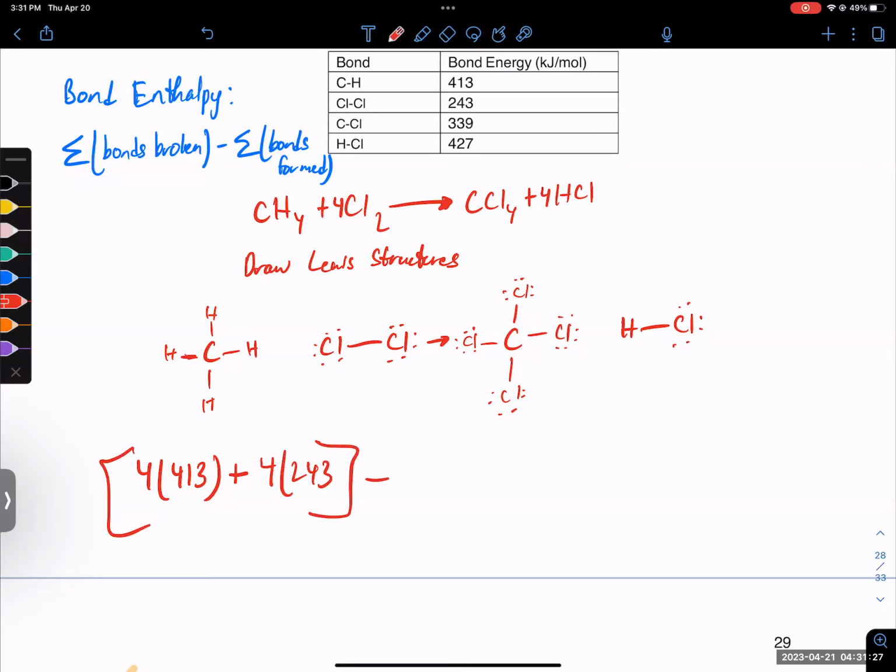Now we're going to subtract the bonds formed. For CCl4, the bond is 339. How many CCl bonds do we have? 4. So it's going to be 4 times 339. And we're going to add this to HCl, which how many HCl bonds do we have?